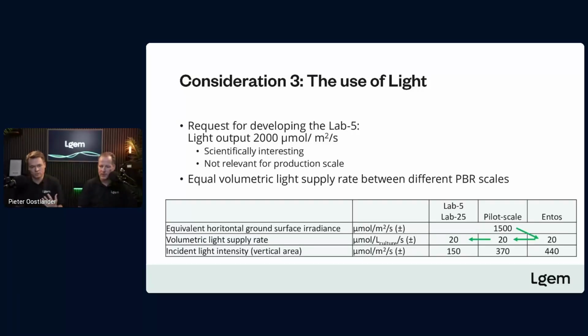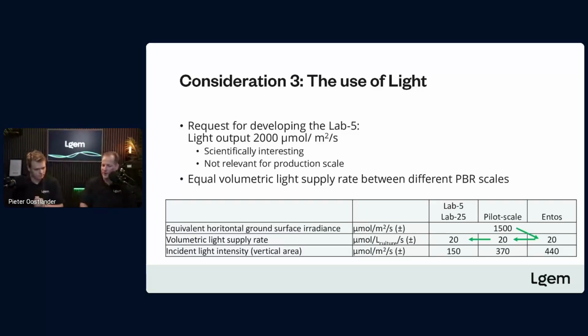So these numbers really show you that when we're dealing with light, we really need to think about what does the reactor geometry do, what are the volumes, what are the intensities that we have, and how do we scale an experiment that we want to do at big scale down to the smaller scale. So for us, if we run an experiment that we want to replicate what's going to happen in the biggest production system in our Entels, we set the light on the Lab 5, so the smallest reactor, at 150 micromoles per square meter per second.